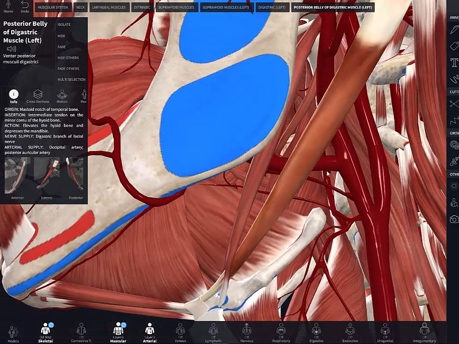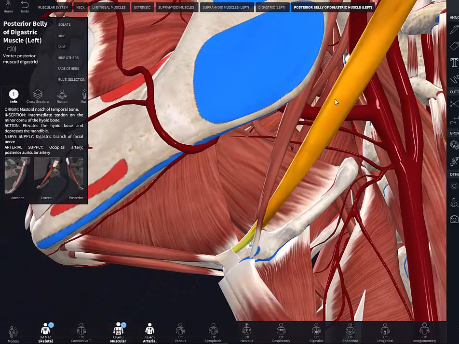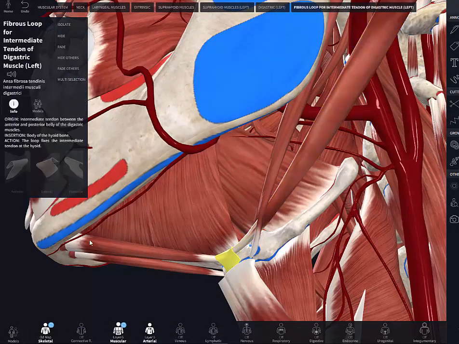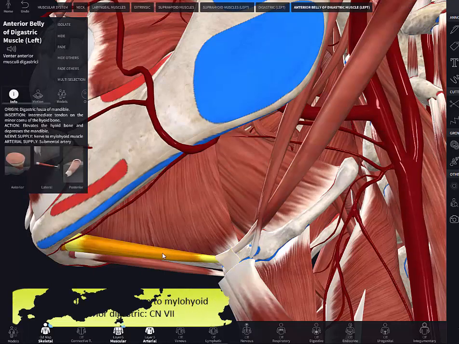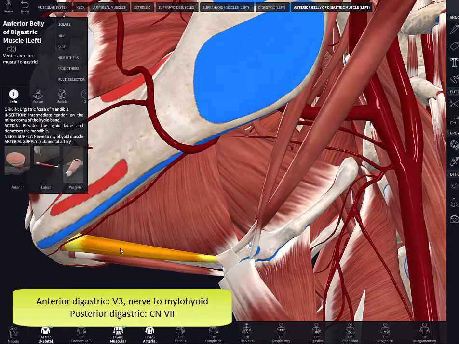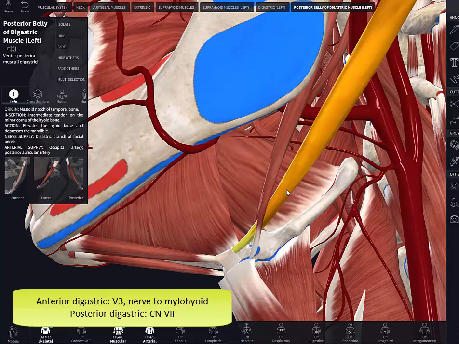The interesting thing about the posterior belly of the digastric, a little quiz here, is that it connects through this little sling to the anterior digastric. But even more important is that the anterior digastric is innervated via a branch of the trigeminal nerve, which is called the nerve to mylohyoid or mylohyoid nerve. And the posterior digastric is innervated via the facial nerve.